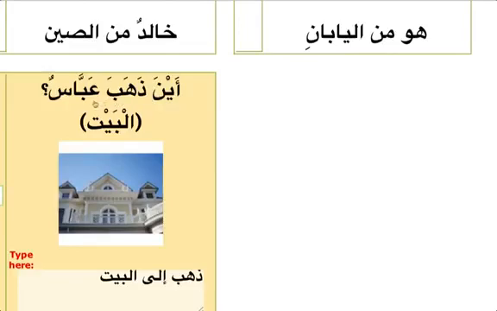Aina dhahaba Abbasun. Where did Abbas go? So here you have home. We can say just dhahaba ilal bayt, which can be he went to the house, or we can also say dhahaba Abbasun. We can use the name of the fa'il and say dhahaba Abbasun ilal bayt.